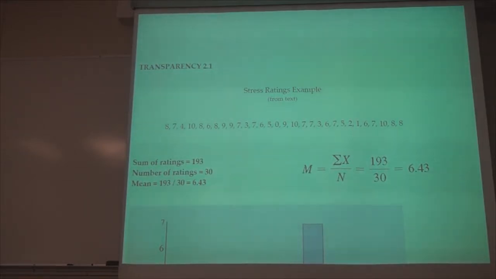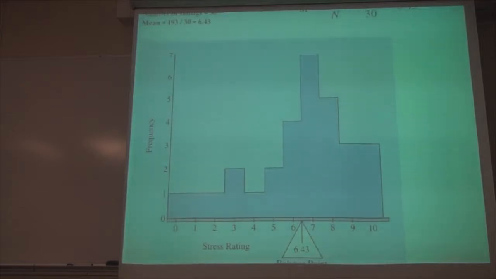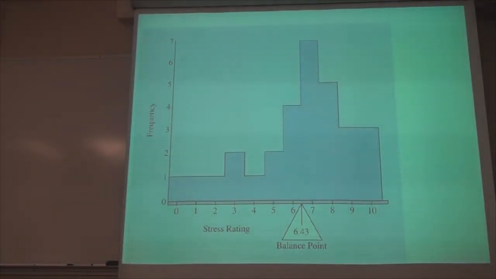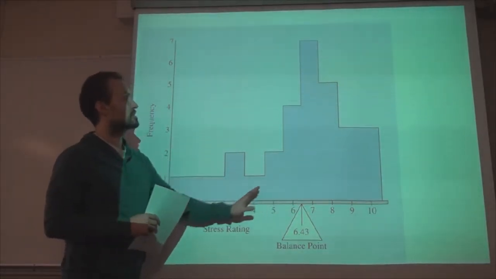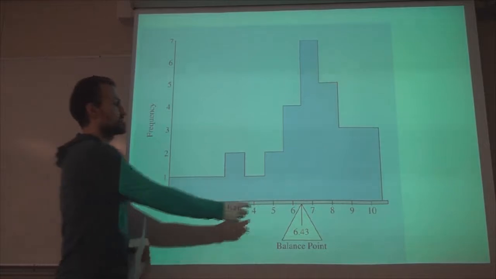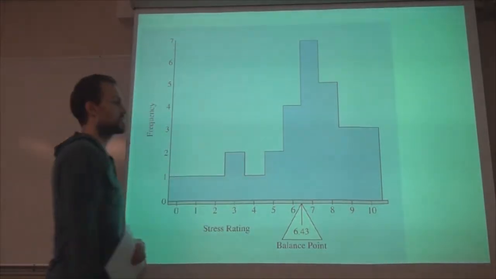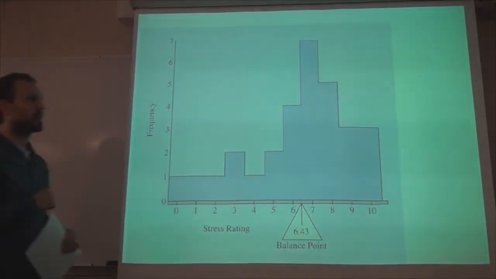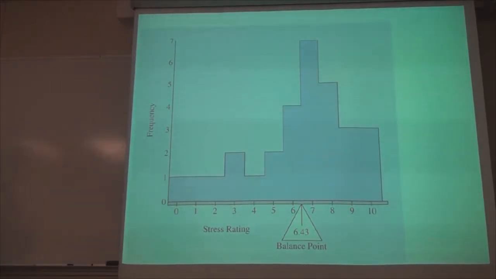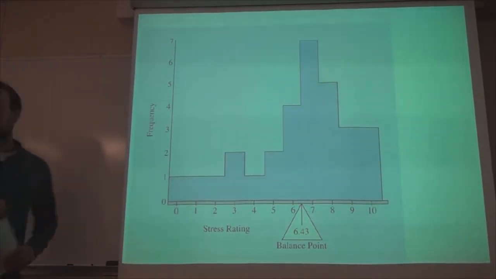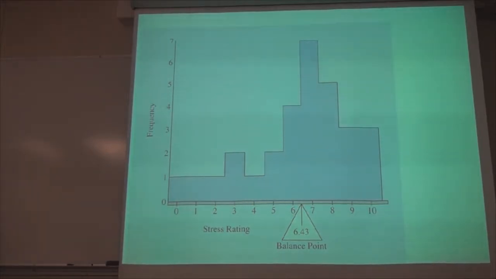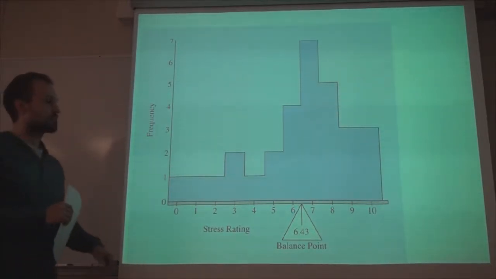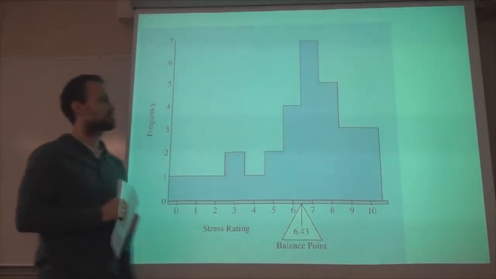Graphically, if I look at the histogram, I can visualize it as the balance point, where if I have a little triangle and I rest this whole thing on top of that, everything's exactly balanced. It's the average. Another way of seeing it is, if I take many people's stress rating scores, in the long run, I'll average around 6.5.